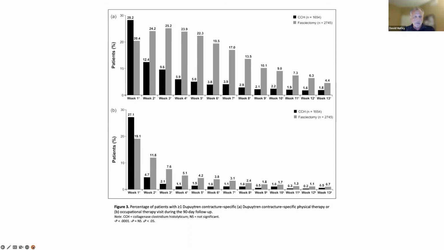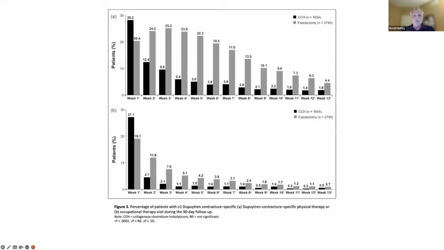Next slide, please. And this is the Dupuytren Contracture specific therapy. And we see a similar pattern here of significantly different utilization of OT and PT in the first week, with CCH having more utilization compared to fasciectomy. And the following weeks, out to week 13, fasciectomy had a statistically significantly greater utilization, with the exception of week 13.